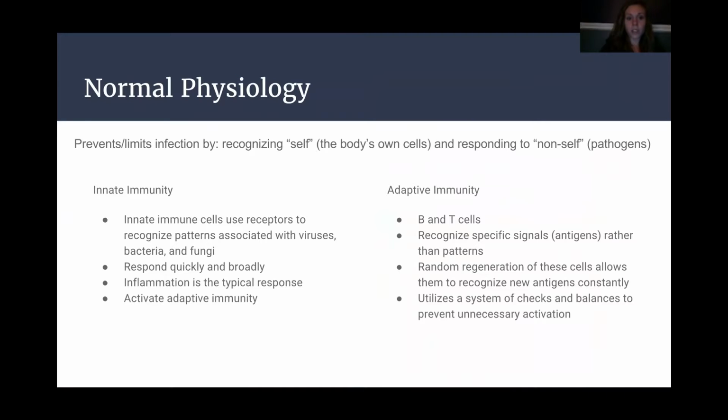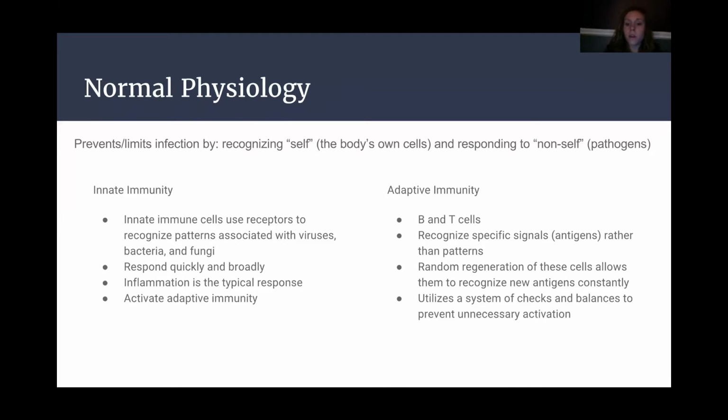The normal physiology of the immune system includes the prevention and limitation of infection by recognizing the body's own cells and then attacking non-self cells. So just to go a little bit further into the innate immunity, innate immune cells use receptors to recognize patterns associated with viruses, bacteria, and fungi, and they respond quickly and broadly. Inflammation is the typical response, and the innate immunity actually activates adaptive immunity.